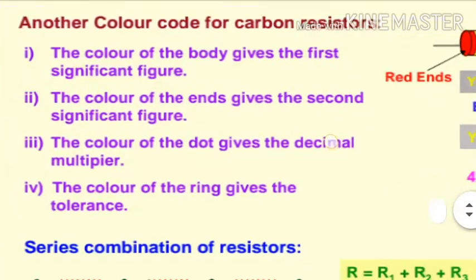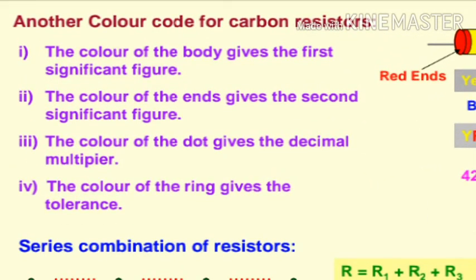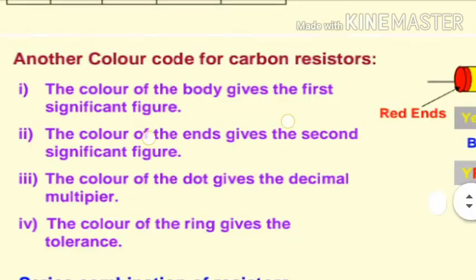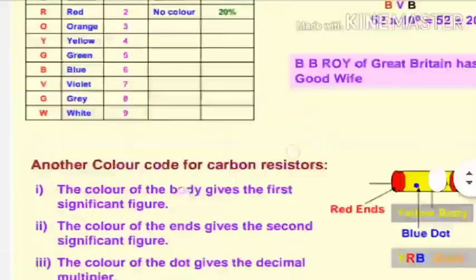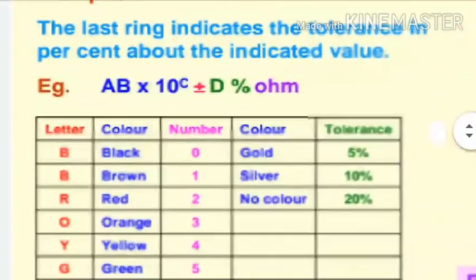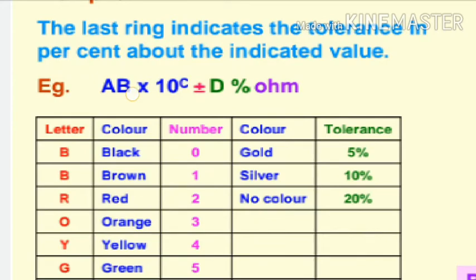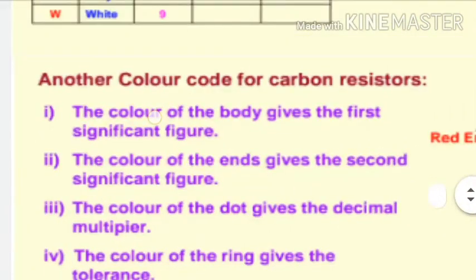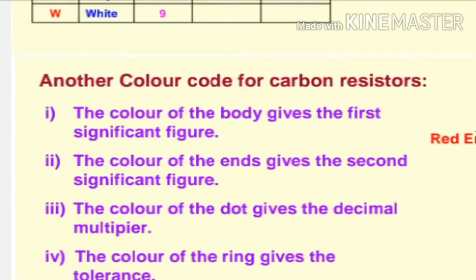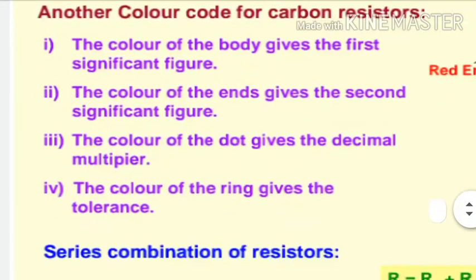So what is the process for the color code of this carbon resistor? In such a resistor, the color of the body gives the first significant figure. You can easily guess how the color code is assigned a value. This is A, B: A is the first color, B is the second color, and C is assigned the power of 10, that is the third color. So the first color is the color of the body, the color of the end gives the second significant figure, and the color of the dot gives the decimal multiplier.